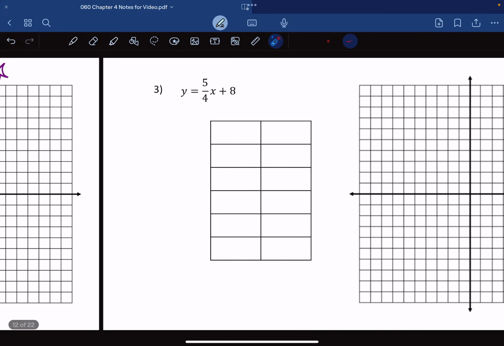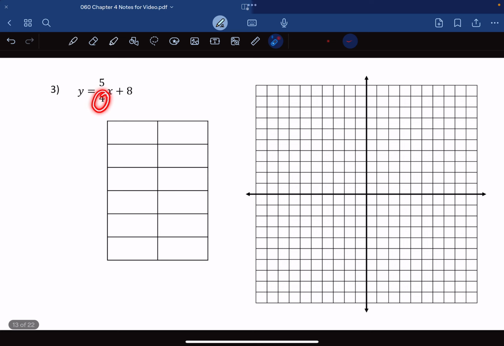But what if I have a fourth? Like my grid's kind of small. If I'm dealing with fourths, I could design my grid so that I could graph fourths. You know, you could do that. Or you could choose your x values in such a way that you can eliminate the use of fractions.